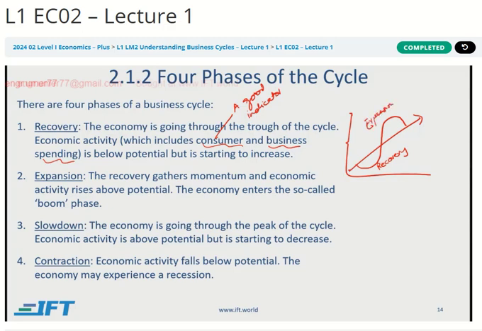Now then later, obviously, you have your expansion phase. And in your expansion phase, you gather too much momentum, right? You are rising above potential. And this is obviously referred to as the boom phase, but it's probably best to sell your stocks and bonds before the slowdown kicks in. Because once the slowdown is going to happen, then your economy starts going down and you get back to potential, and then finally you get into a recession where you fall below the potential again, right? So that's where the recession comes.